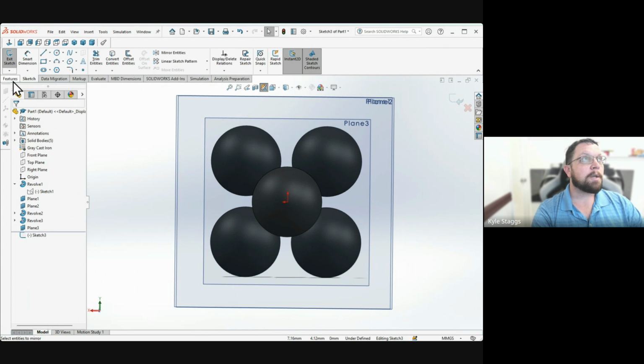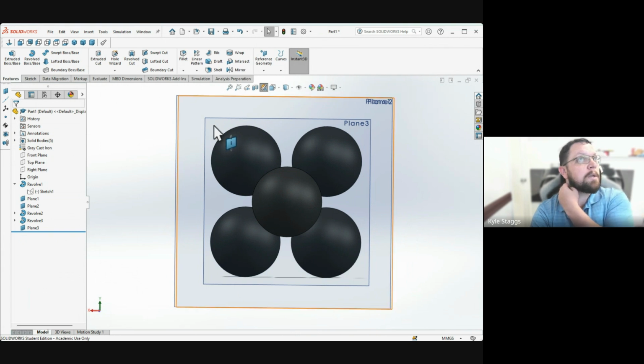There's a couple other things that we can do. I'm going to step out of that, go back to features. There's a couple other things that we can do as well. In assemblies, there's kind of a clever copy entities that you can do, move and copy. But you can't do it to the same degree in a single part sketch, because it doesn't work exactly the same.